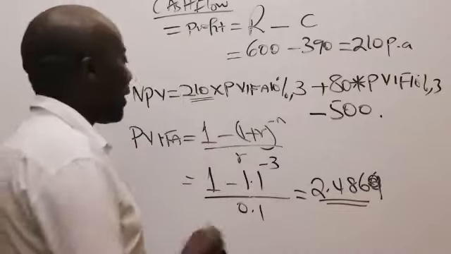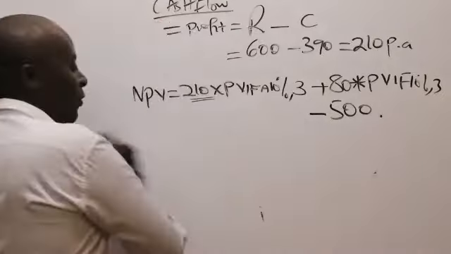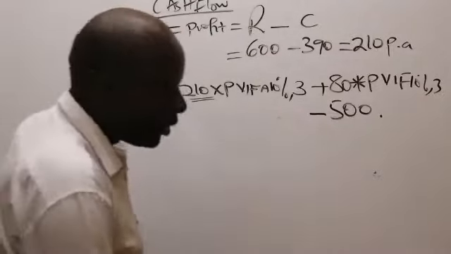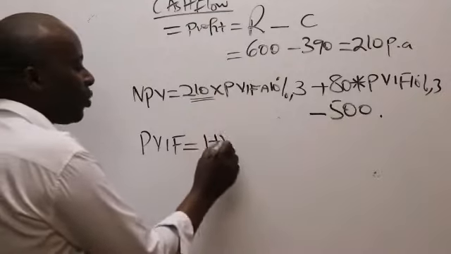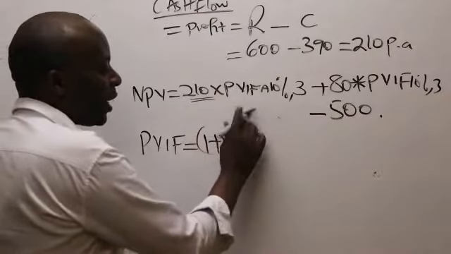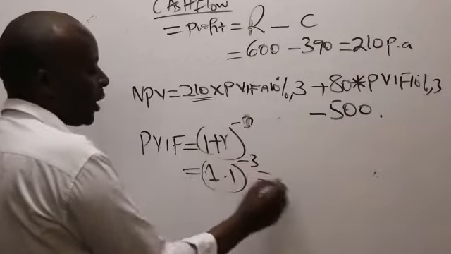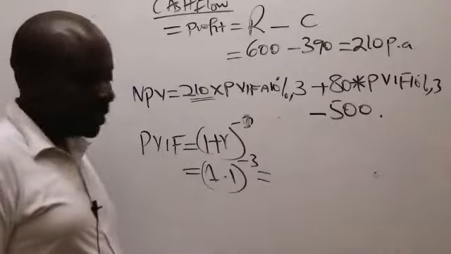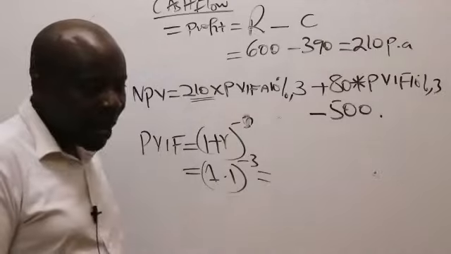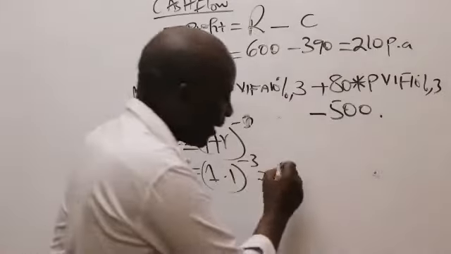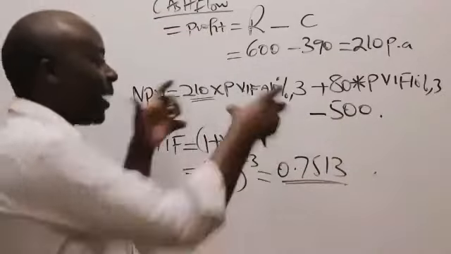Now that I've been able to get that, the next one will be the PVIF. So what do we have here for PVIF? PVIF is the present value interest factor. I know the formula is (1 plus R) raised to negative N. So this will be 1.1 raised to negative 3. So at the end of the day this will be equal to what? Somebody please help me out here. This will be 0.7513.